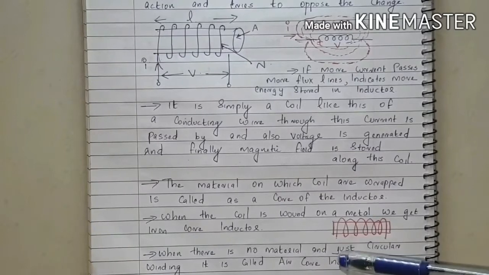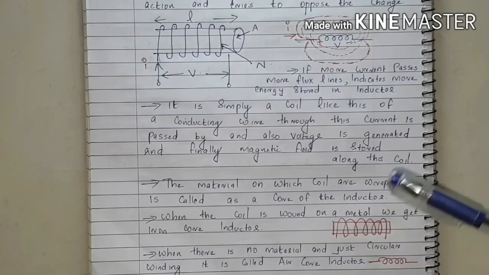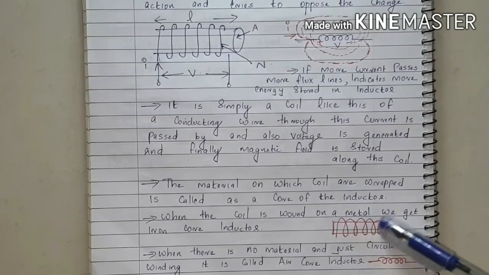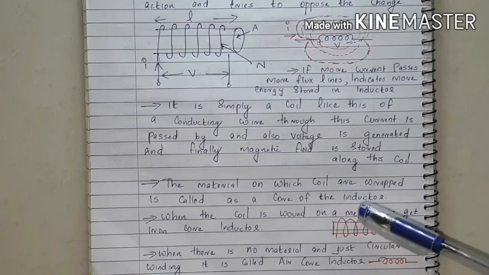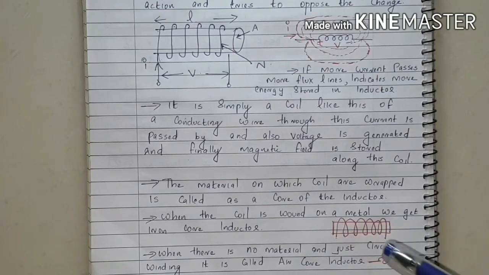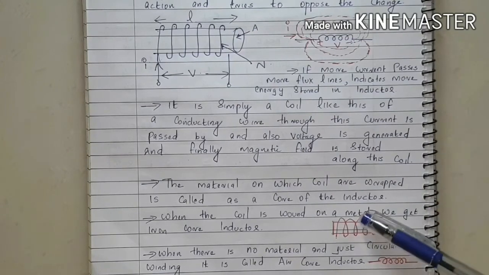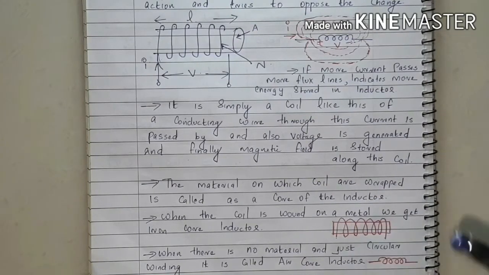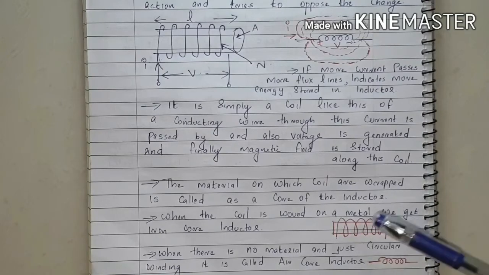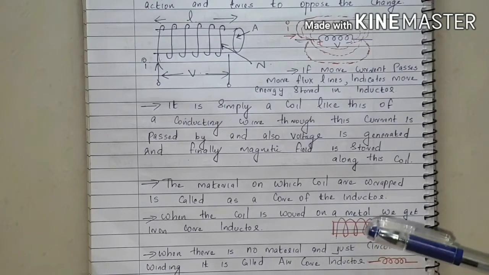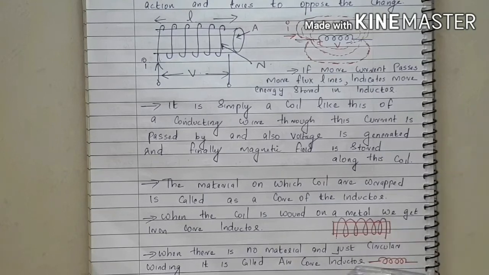Here, compared to this air core inductor, more flux lines are generated because here metal is used as core in the iron core inductor. So more flux lines get generated here, and more flux lines means more energy gets stored in the inductor. That is, iron core inductor stores more energy compared to that of air core inductor.